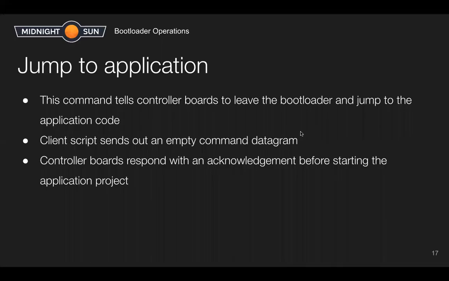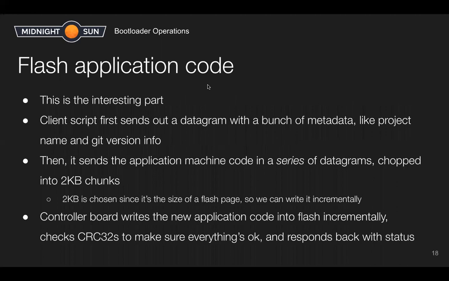Anyways, finally, the really interesting part is how we actually flash the application code. First, the client script will send out a datagram that contains a bunch of metadata, like the project name, the Git version info, and all of the things that it has, because the bootloader has to update its config to say, okay, the project that I'm currently running is, maybe now, power distribution or something. After that, it sends the application machine code.